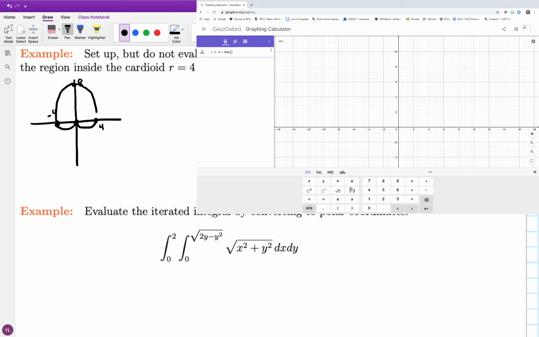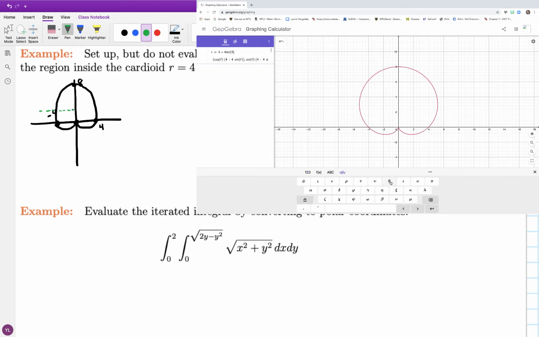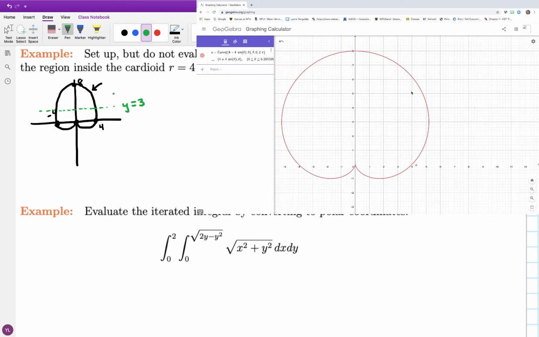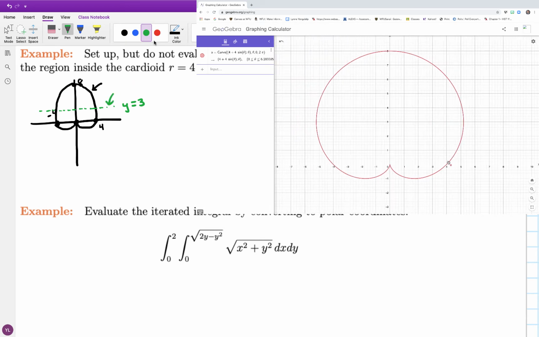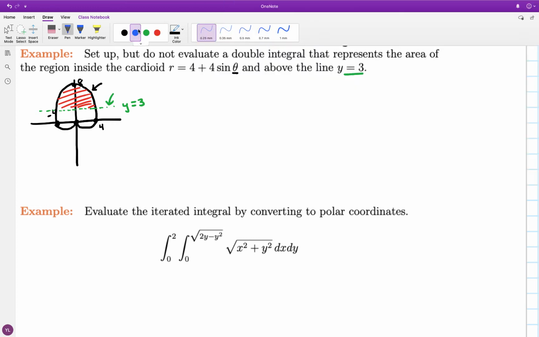But then, of course, I can also use a calculator, or I'm using GeoGebra here to graph 4 plus 4 sine theta. They told me it's a cardioid, and I can kind of see why it's named that way after graphing it. They want to know the area that's enclosed by this cardioid that's above the line y equals 3. So I have y equals 3 graphed here, and the way that I'm going to use the double integral to compute this is just express the region using polar coordinates and then integrate the integrand 1.